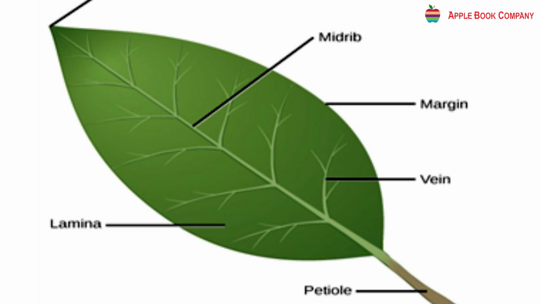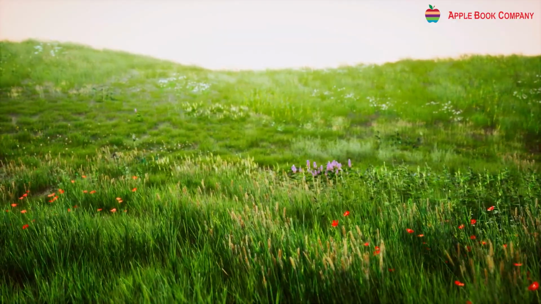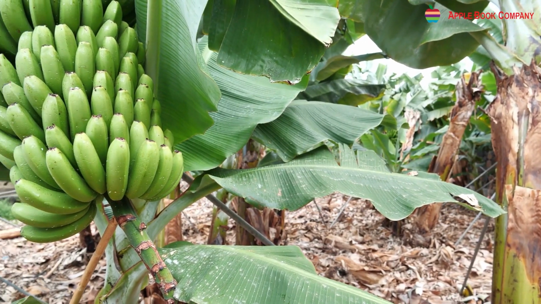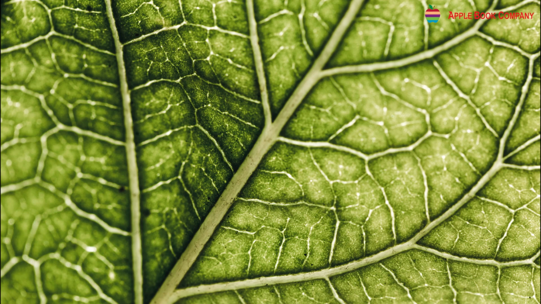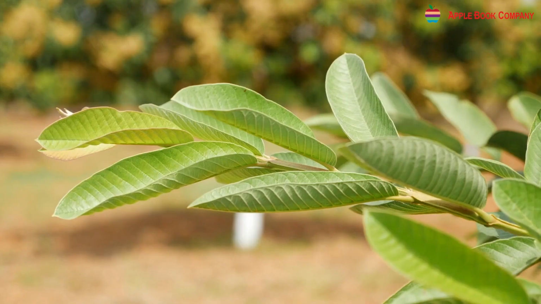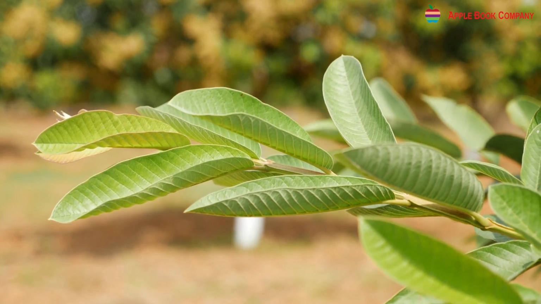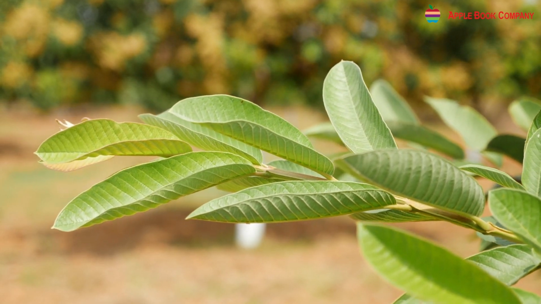In some leaves, the veins are arranged parallel to each other. This is called parallel venation. For example, the leaves of grass, wheat, and banana plant have parallel venation. Some plants' leaves show a dense network of veins and are called reticulate venation. For example, the leaves of mango and guava plants have reticulate venation.